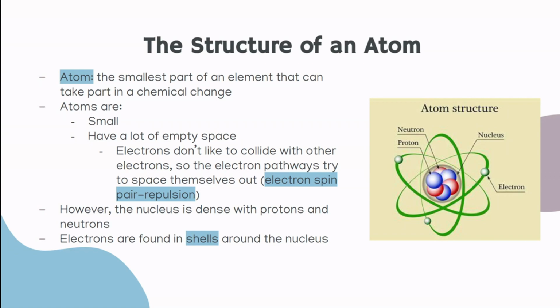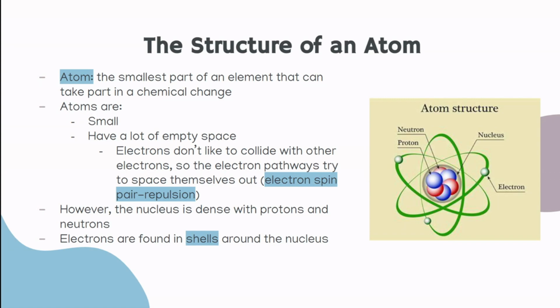Electrons are found in the outer shells that are mostly empty space, and these electrons spin around the atom a lot. The electrons move around really quickly to try to avoid the other electrons as well. We call this electron spin pair repulsion, where the electrons don't try to touch each other.